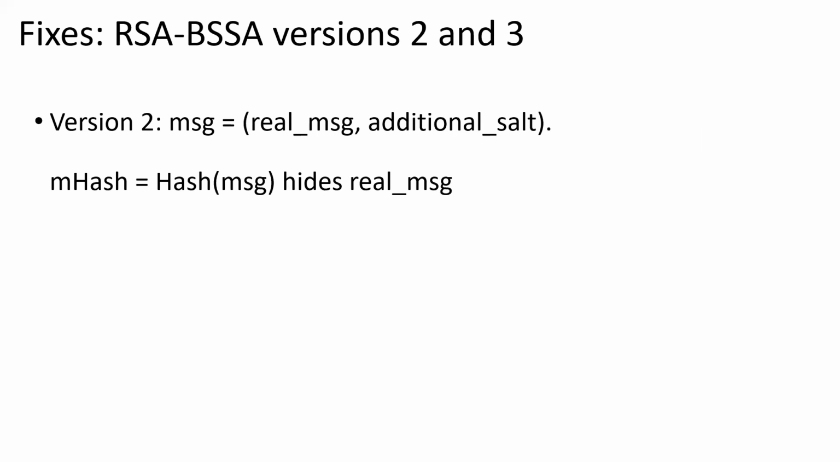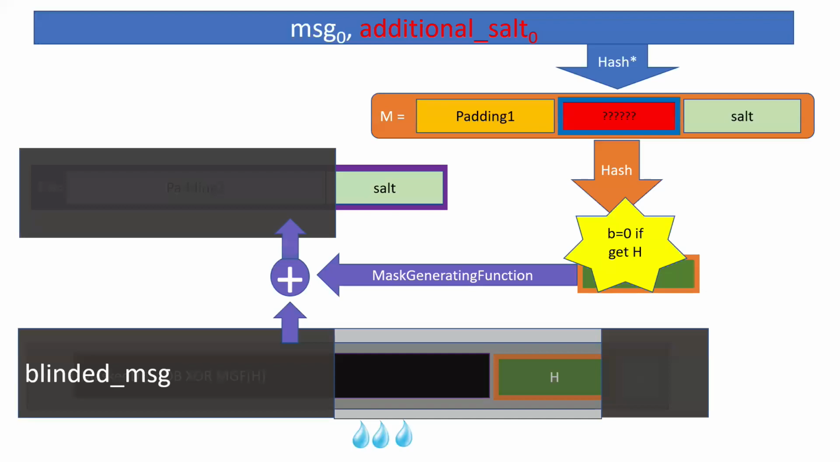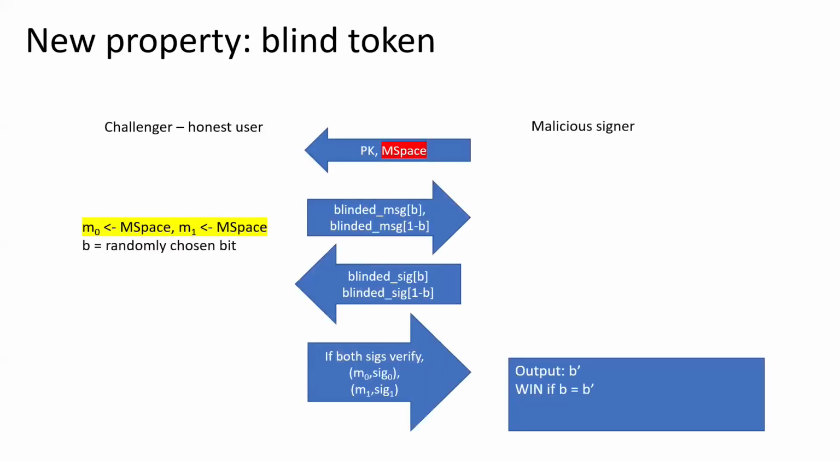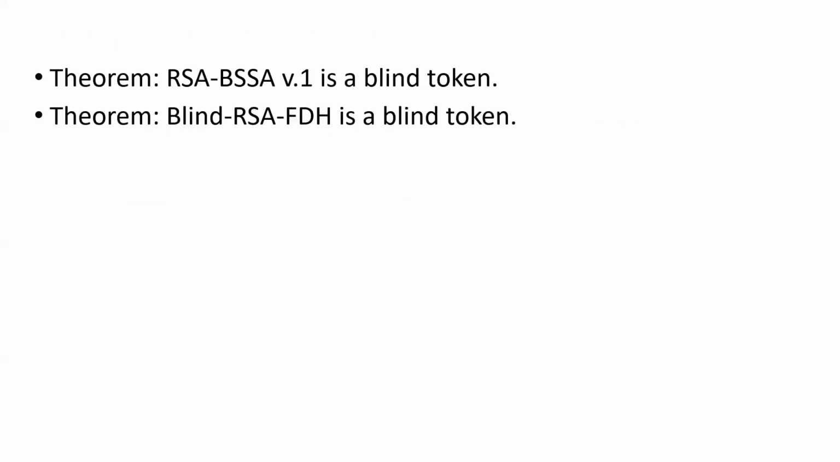There are two ways of modifying it, both very straightforward. Either you just add some additional salt to the message, and then the adversary cannot recover this because there's an additional salt that he doesn't know. Or you make sure that your public key has some proof that E is relatively prime to phi of n. This can be done using known techniques. I'm going to skip this new notion of blind token because I'm out of time.